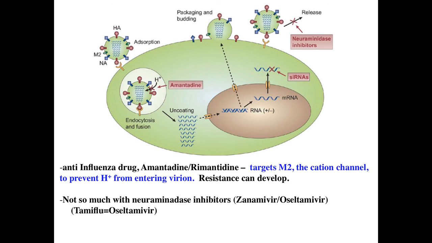It doesn't completely cause the conformation change in hemagglutinin that's necessary to fuse the viral envelope and the endosome membrane. So the influenza virus is stuck inside the endosome where it can't do anything. If this virus does not get access to the host nucleus, it's a dead end. So amantadine is very good at preventing that fusion.